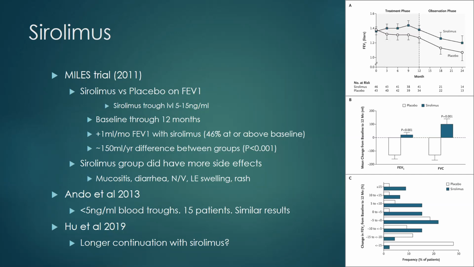Of note, once the sirolimus was discontinued at that year, there was a continued decrease as seen in the placebo group. There were more side effects with sirolimus, with mucositis, GI complaints, lower extremity swelling and rash, but overall pretty minimal. Ando et al., coming out of Japan, had taken a look at 15 patients with troughs that were less than 5, which had similar results, but with fewer side effects seen.